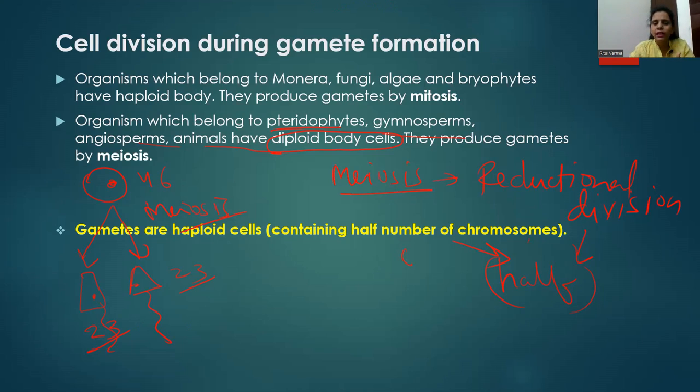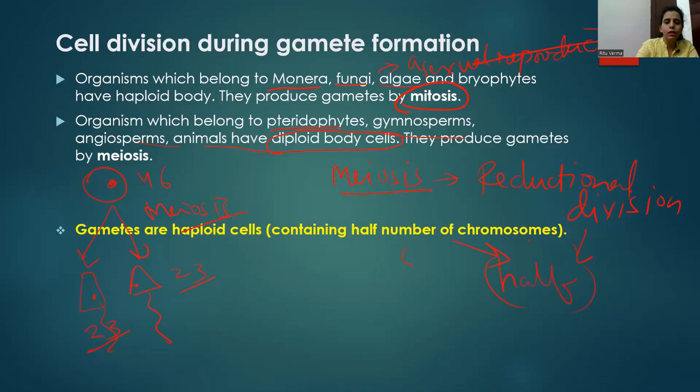So remember, in higher plants and higher animals like pteridophytes, gymnosperms, angiosperms, and higher animals like mammals, amphibians, birds, reptiles, meiosis takes place, and new gametes are produced from cells by the process of meiosis. In lower organisms, generally these are already haploid, like Monera, fungi, algae, and bryophytes. They have a haploid body, and hence in them the gametes are produced by the process of mitosis. You can say that these lower organisms generally reproduce by asexual reproduction, and asexual reproduction always occurs by mitosis.